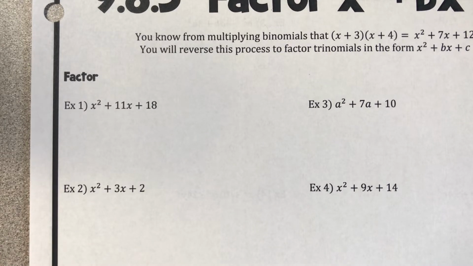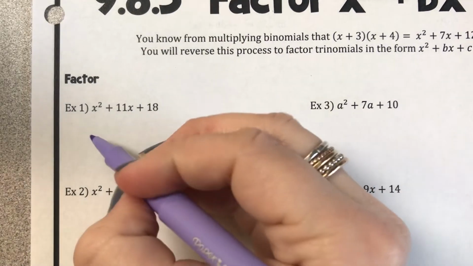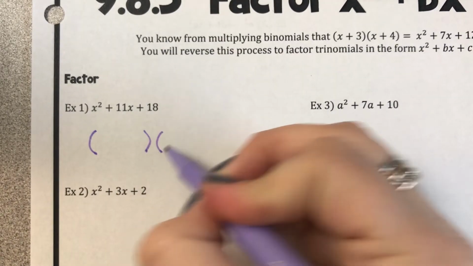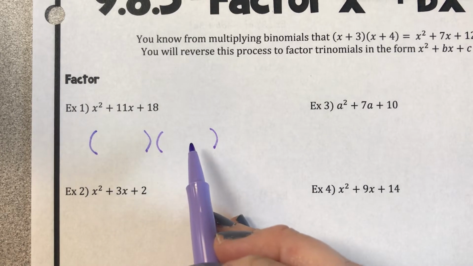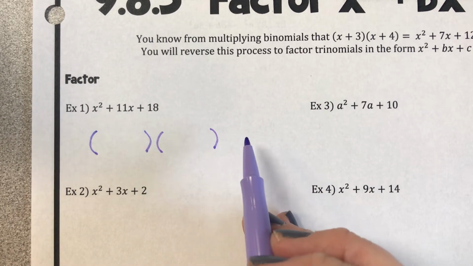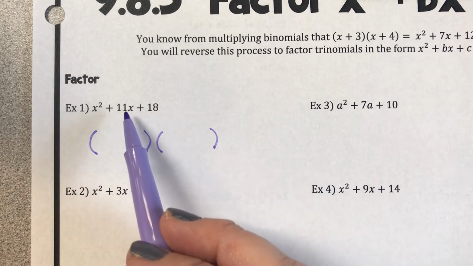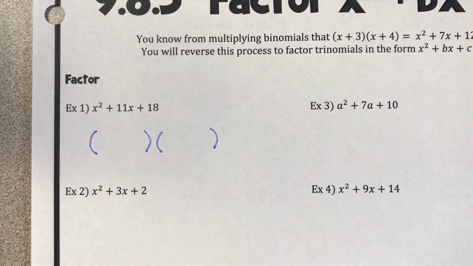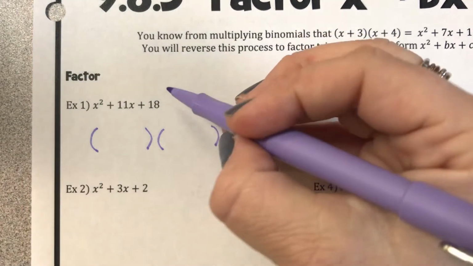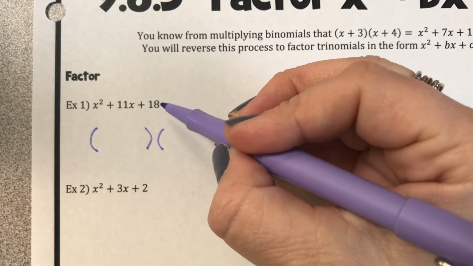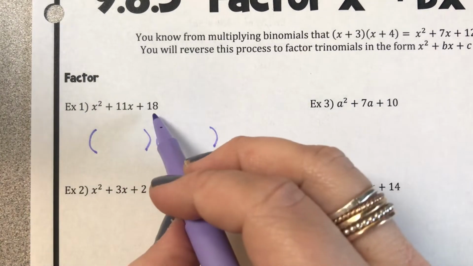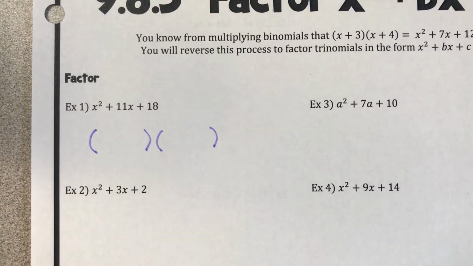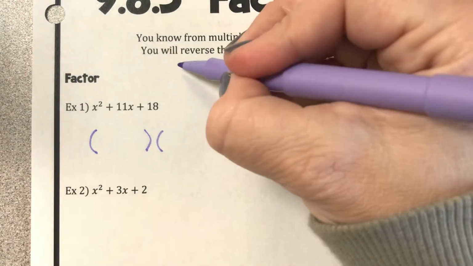Okay, we have x squared plus 11x plus 18. So what's happening is we are trying to figure out what I can fill in these two binomials that when I multiply it out using FOIL, it's going to give me a middle term of 11x and a final term of 18. So let's think about what we can multiply to make 18 that adds to give us 11. What can we multiply that gets 18 that adds to give us 11?